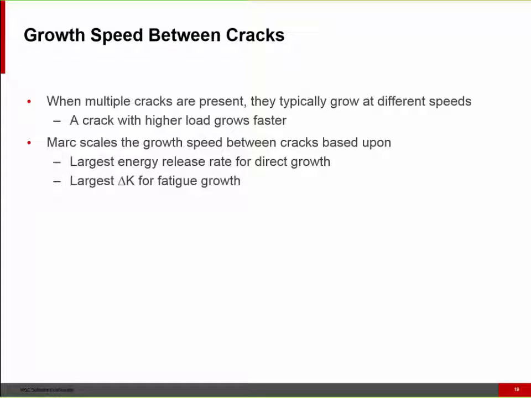When there are multiple cracks in the structure, the crack growth speed will be scaled. For direct growth, the scaling is based on the largest energy release rate, and for fatigue growth, the scaling is based on the largest delta K value.